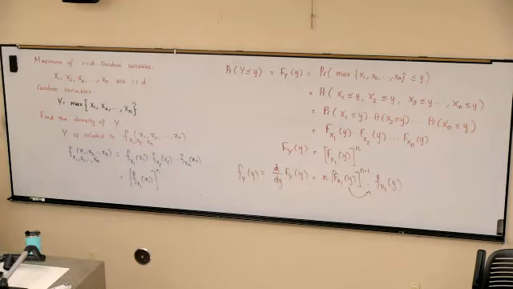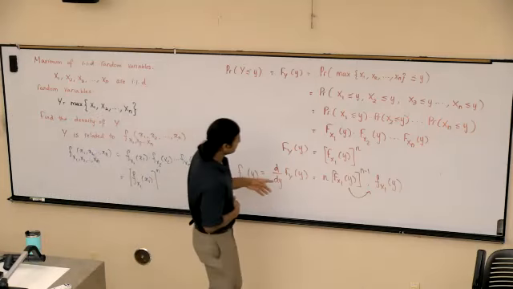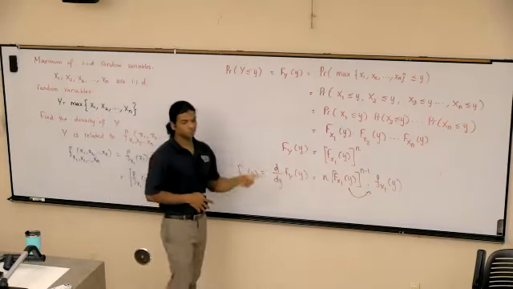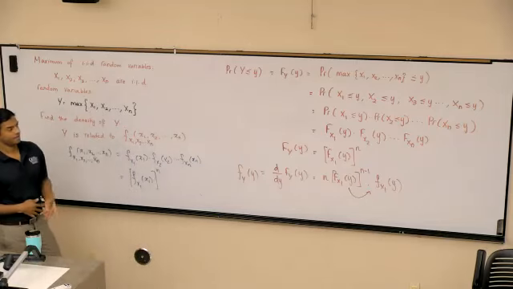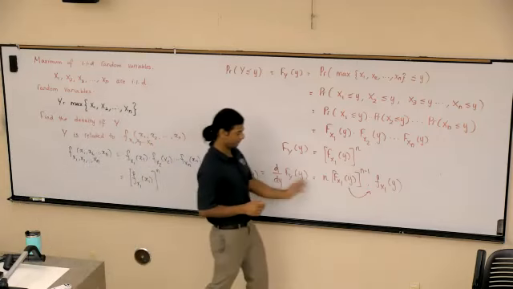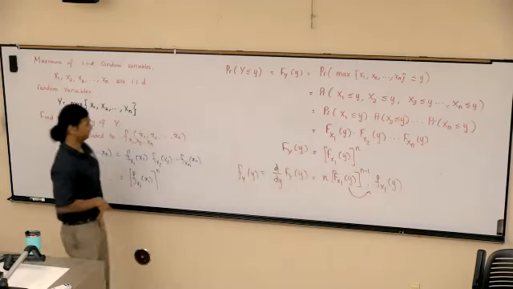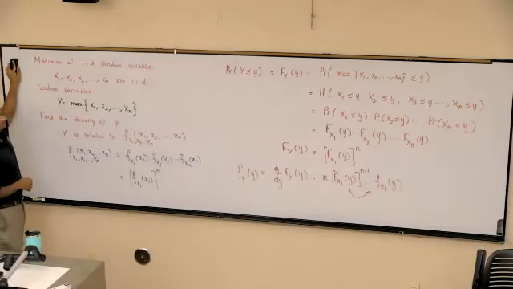So that would be the density of the maximum of n i.i.d. random variables. Doesn't matter what random variable you have. This is it. Are we clear?